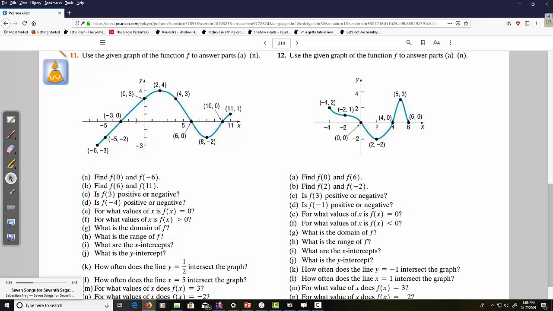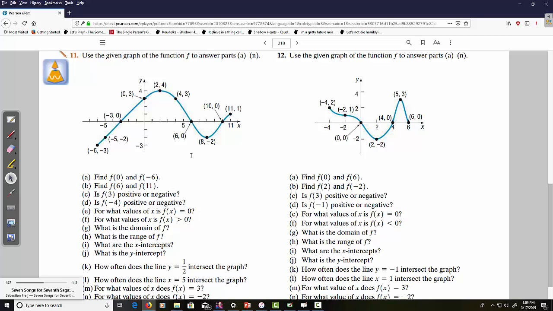F of negative 6, well, you go over here, that's negative 3, 4, 5, 6. The point is down here. When you plug in negative 6 into the function, you get negative 3. And you can probably jump ahead if you want. F of 6. You go over here to positive 6. Here we go. X is 6, y is 0. F of 11. Right there. X is 11, y is 1.